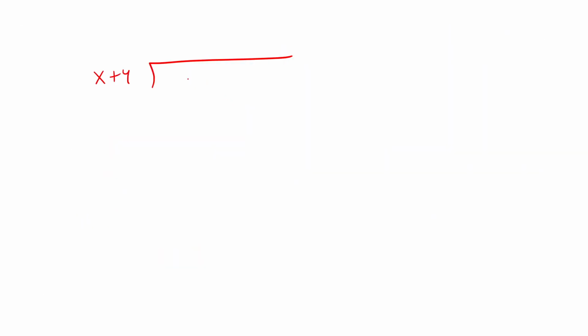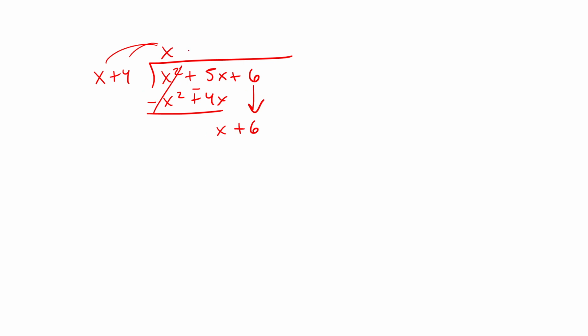Okay, so setting that up, x squared plus 5x plus 6, and we divide. X goes into x squared x times, and we multiply through, right? Distribute it, and then change the signs, right? Subtract, and that goes away. That leaves me with x. Bring down the 6. X goes into x one time, and I can actually stop right there.